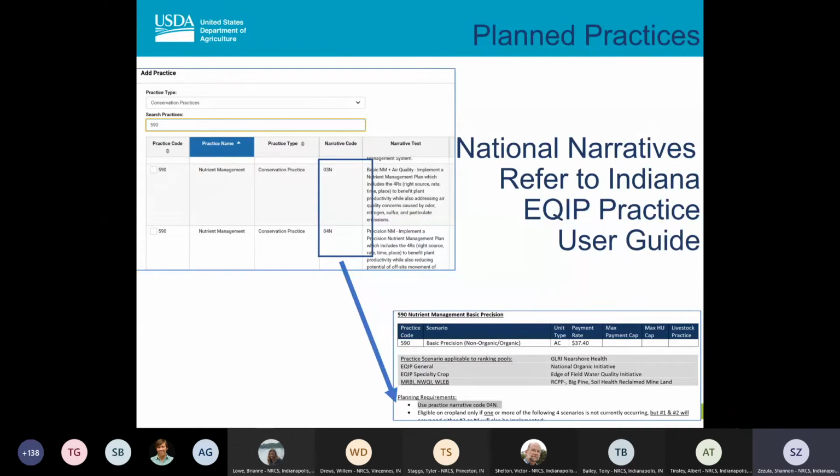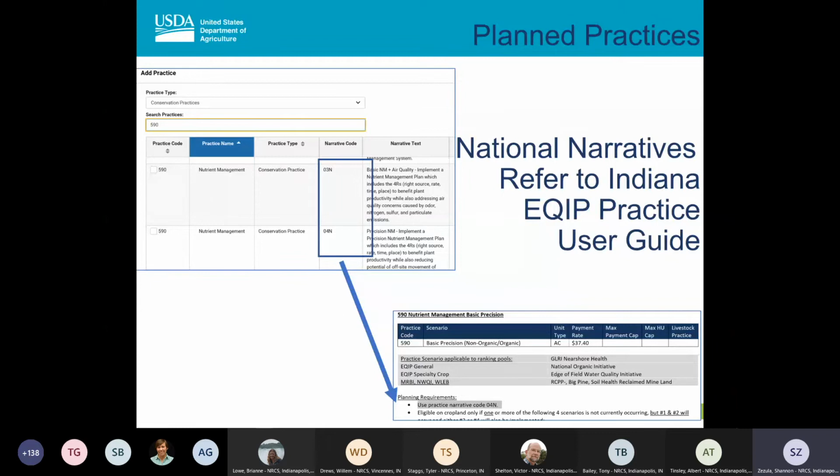Okay, so it's very important to match up, again, CART with what the farmer plans to do. If they're planning to do precision or injection, as opposed to a farmer only doing the basic 590, CART will give more credit for the precision than they will for the basic. So that's a good thing.